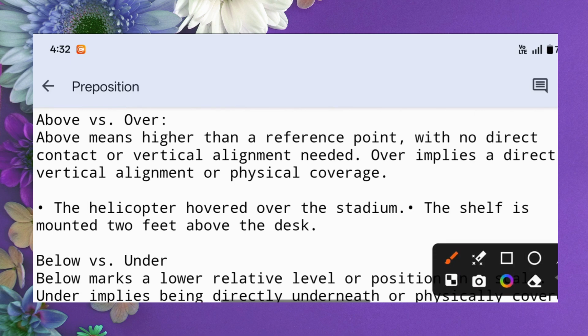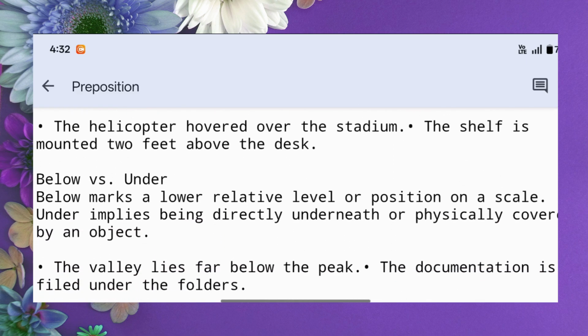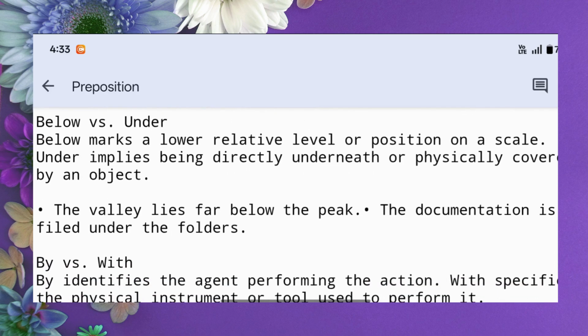Next, above versus over. Above means higher than a reference point with no direct contact or vertical alignment needed. Over implies a direct vertical alignment or physical coverage. For example, the cat is above the bench. Next, the helicopter hovered over the stadium. The shelf is mounted 2 feet above the desk.